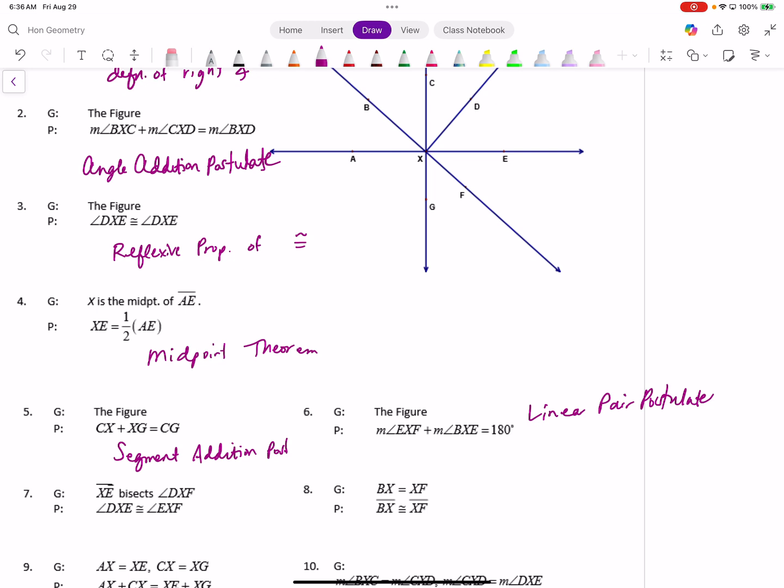Is that a ray? I can't tell if it's a ray or a segment. Kind of printed off weird. Whichever. If I tell you that it bisects angle DXF, that means this is congruent to this. The reason we know that's true is because that's the definition of an angle bisector.